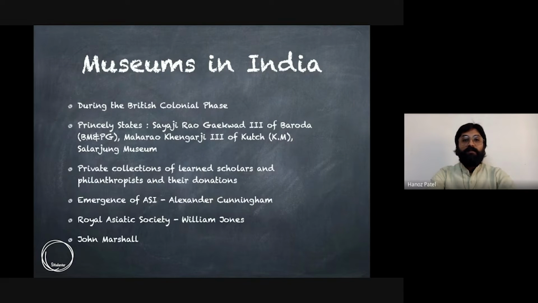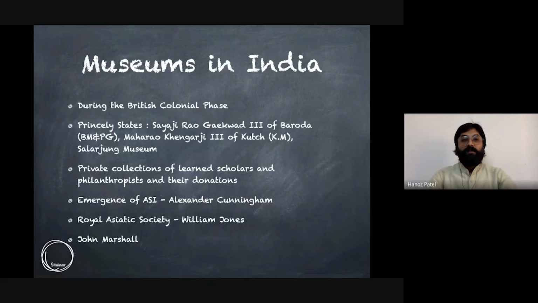Like for example, Sayajirao Gaikwad III of Baroda, he created the Baroda Museum and Picture Gallery in his Baroda state, which is one of the largest state museums in the country, currently in the city of Vadodara. And it's a very unique collection. You have an Egyptian mummy over here, a giant whale over here, a lot of different collections, right?